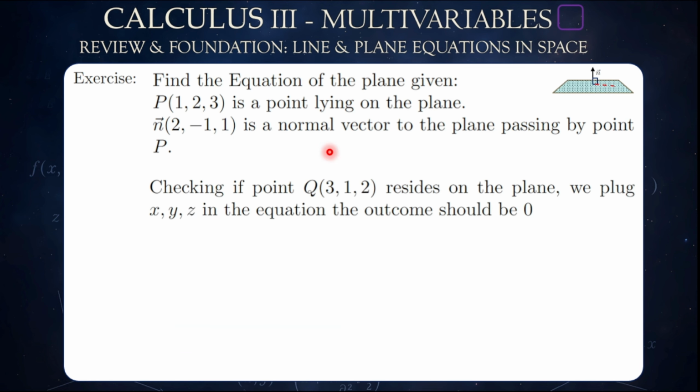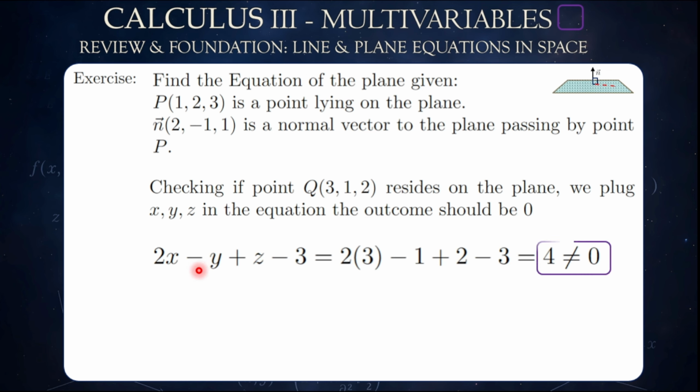Checking if point Q (3, 1, 2) resides on the plane. Of course, you can try to solve it yourself, but for now, let's move on. We simply plug in x, y, z of the point within the equation of the plane. The outcome should be 0. So the equation of the plane is 2x minus y plus z minus 3 is equal to 0.